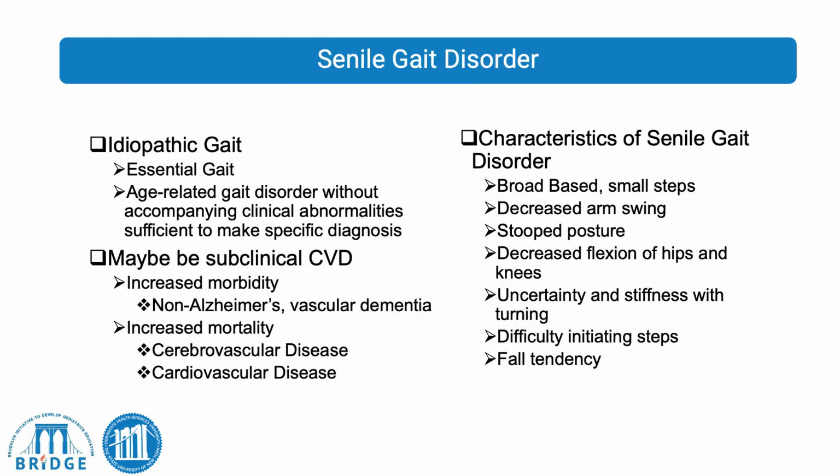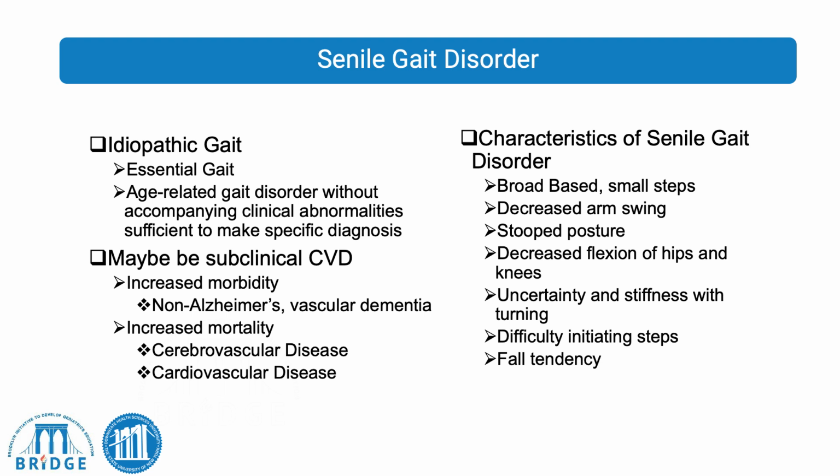Senile gait disorder is a term used to describe certain changes that are noticed in the older adult as the older adult ages. Senile gait disorder is sometimes termed idiopathic gait or essential gait, and it is an age-related gait disorder without any accompanying clinical abnormalities sufficient to make a specific diagnosis.